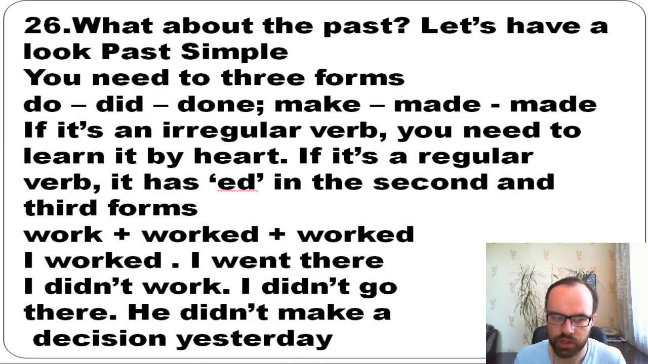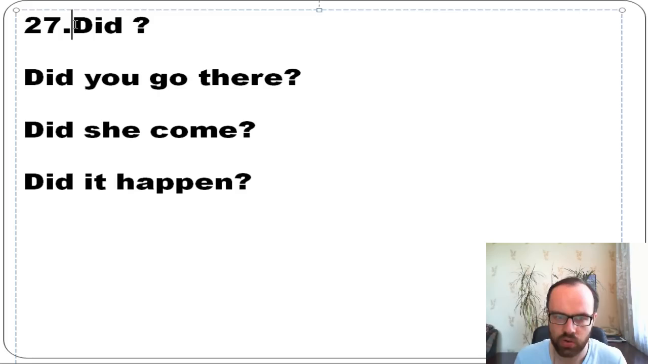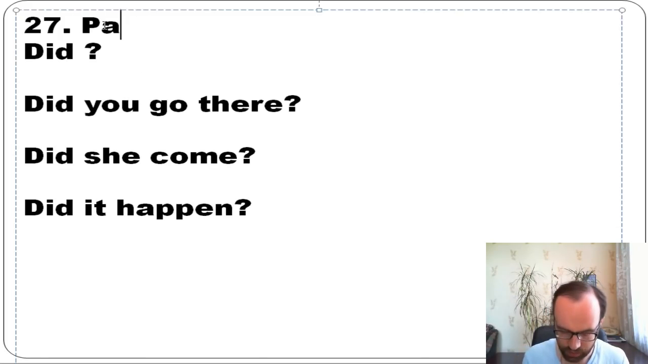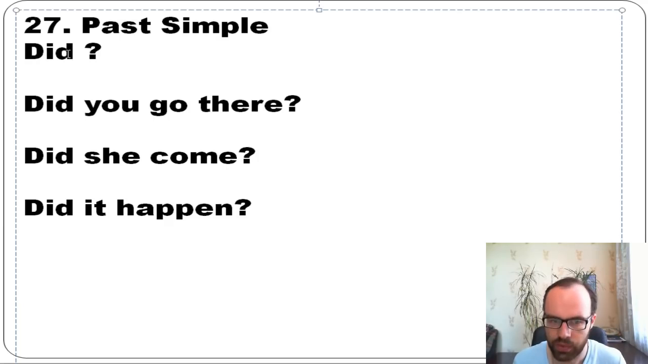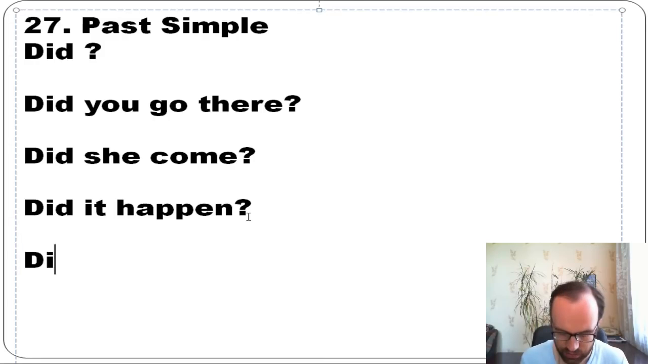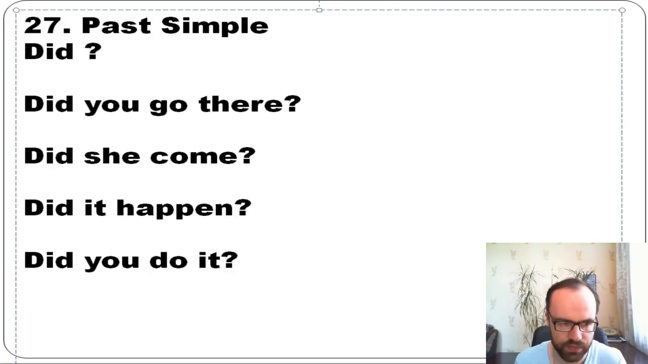Okay, what about questions? In past simple, we use did in questions and we use it in the beginning. For example, did you go there? Did she come? Did it happen? Did you do it?